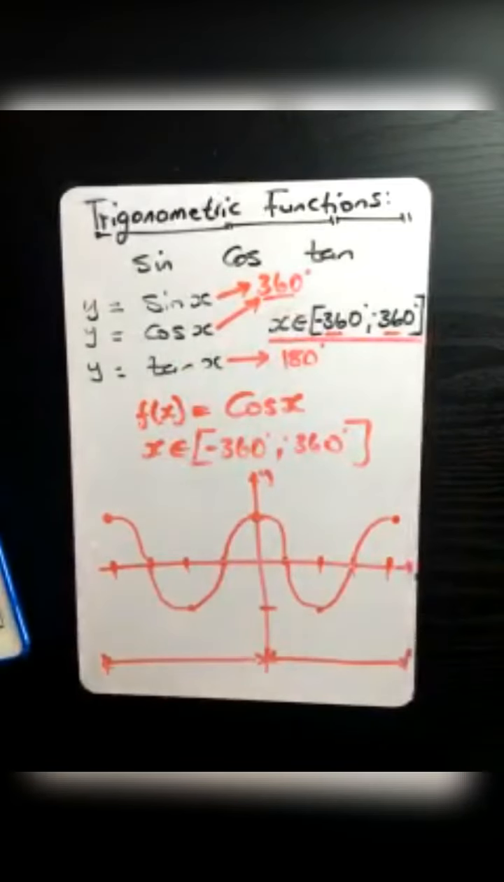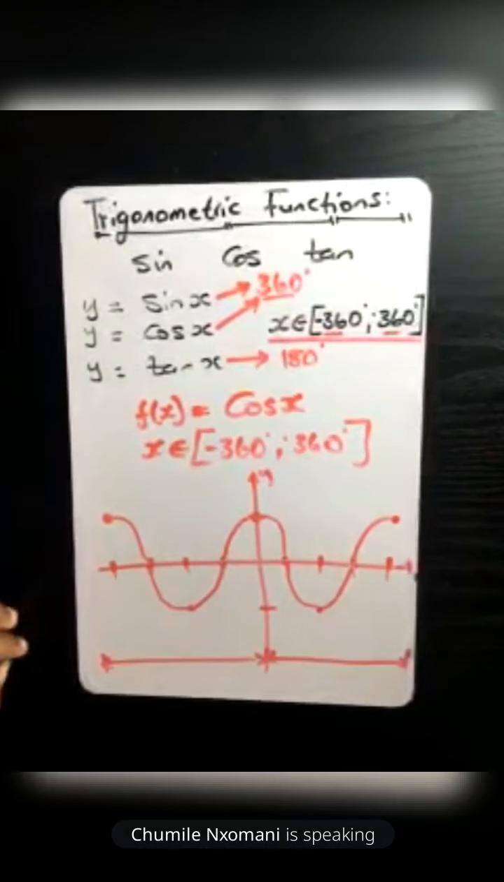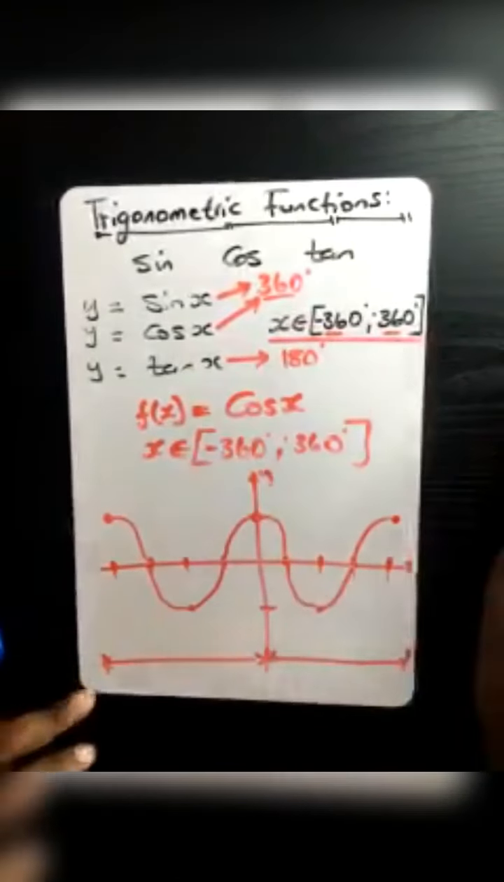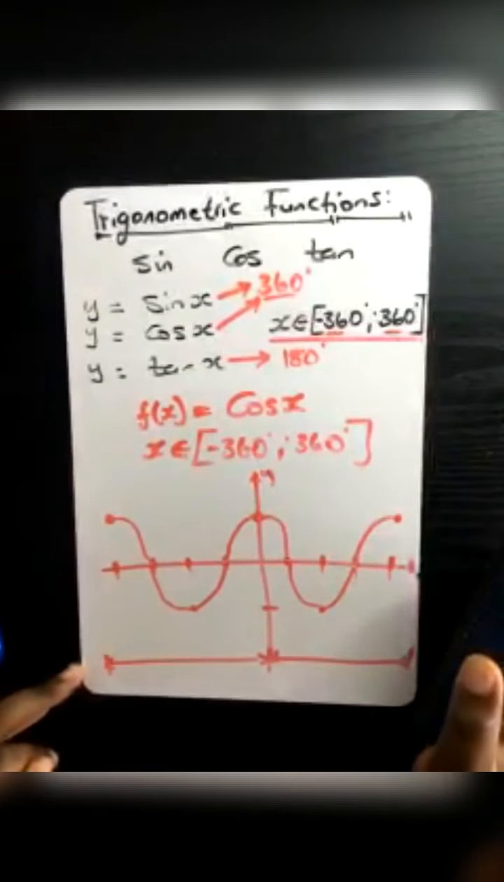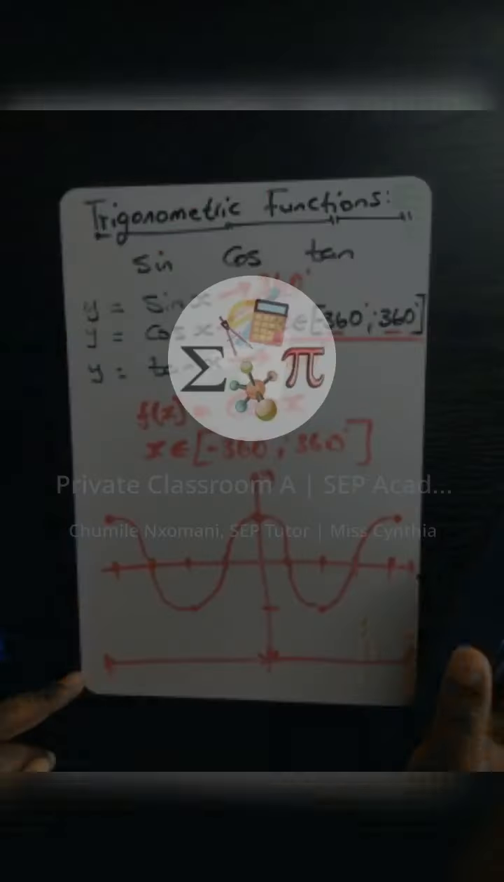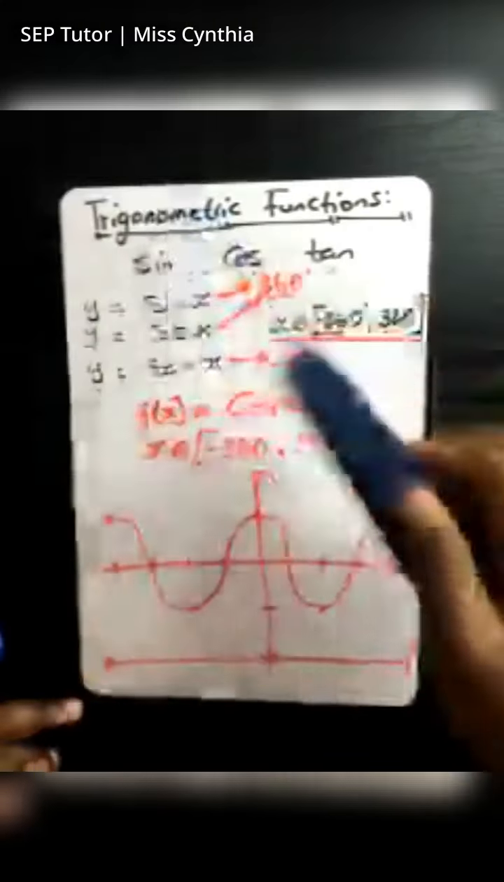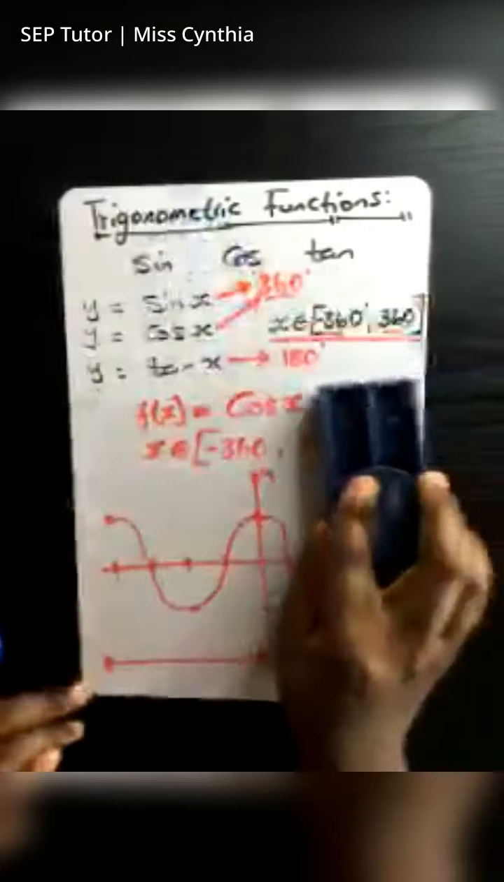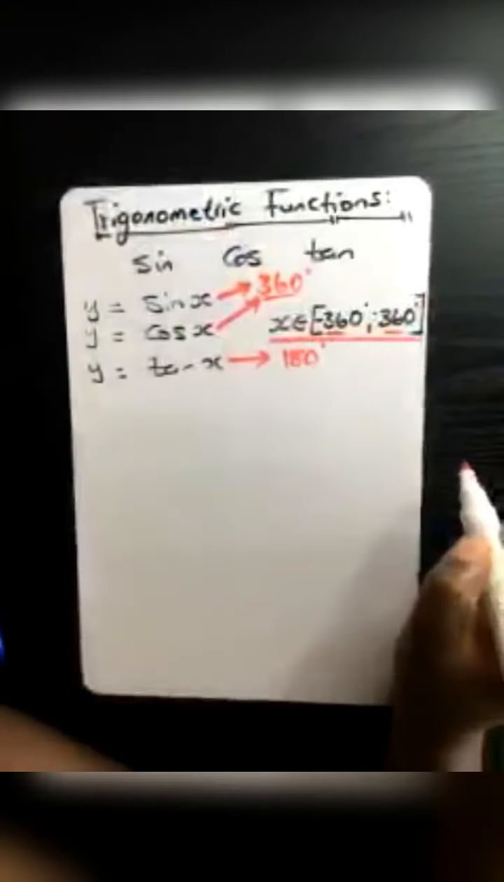Does it make sense there, Chumis? Yes, sir. Okay, so now let me sketch. But are you happy with sketching those two? How to sketch those two there, Chumis? Yes, sir. Okay, so now let me show you how you sketch that one of tan.